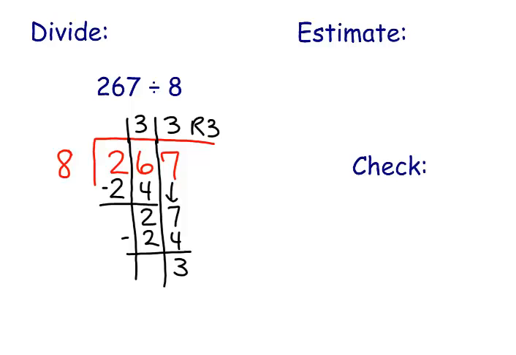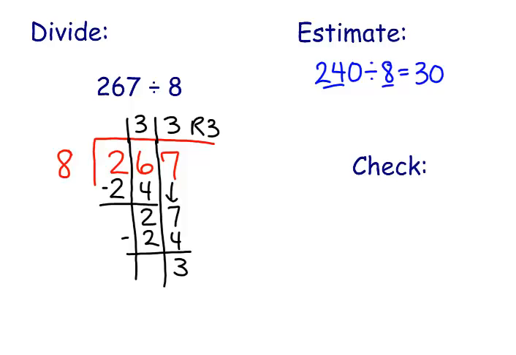8 can go into 26, but there is a remainder, so let's change it. Let's change it to 240 divided by 8. 24 divided by 8 is 3. Bring the 0 over, so 30. So our estimate is very close to our quotient. Let's go ahead and check it.